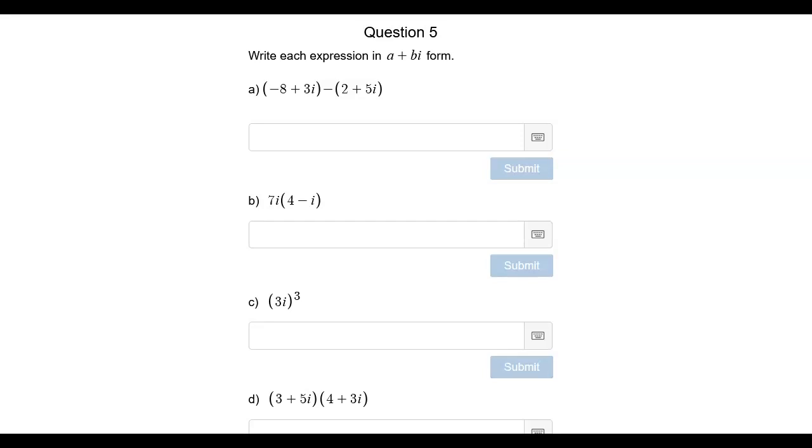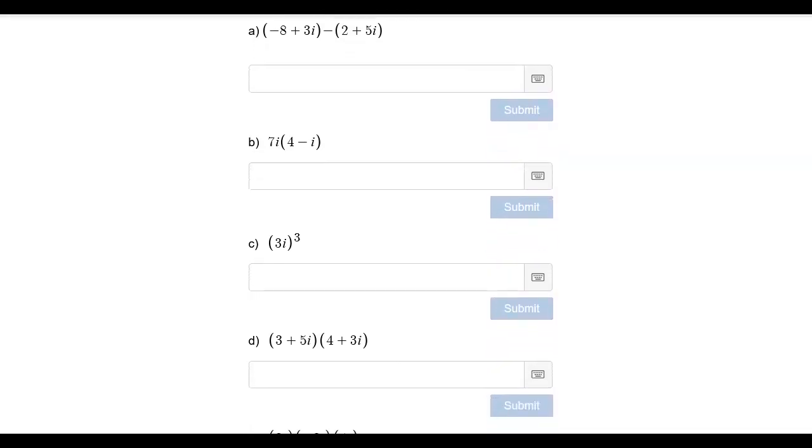Question 5 is just asking us to write each expression in a plus bi form. So I'm going to move this down a little bit so I've got a little bit more room to write.